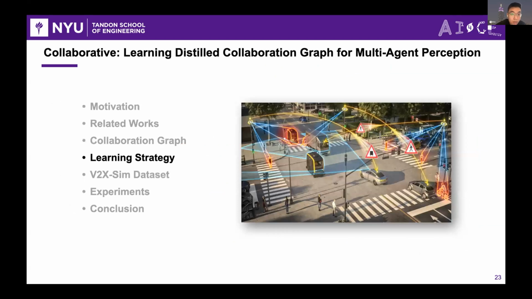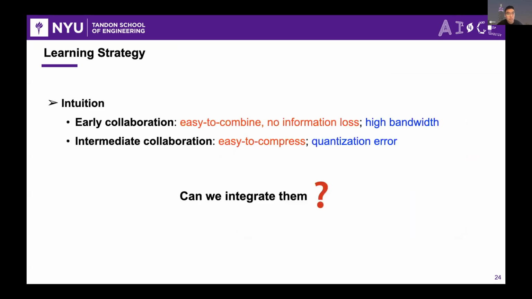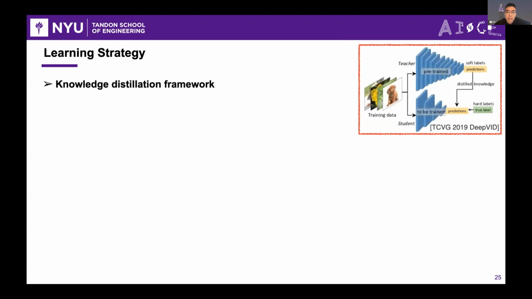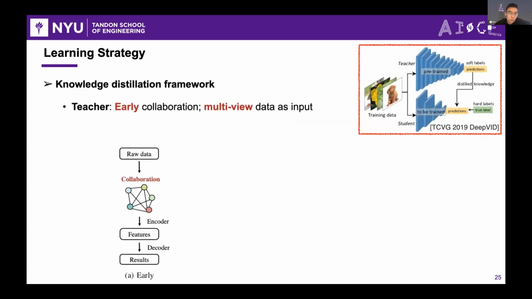And now let me introduce our learning strategy. Our intuition is that we want to integrate the advantage of early collaboration, which has no information loss, and intermediate collaboration, which is easy to compress. We use the knowledge distillation framework. Knowledge distillation is generally used in model compression, but in our work, we use a teacher network and student network with the same architecture but different input.